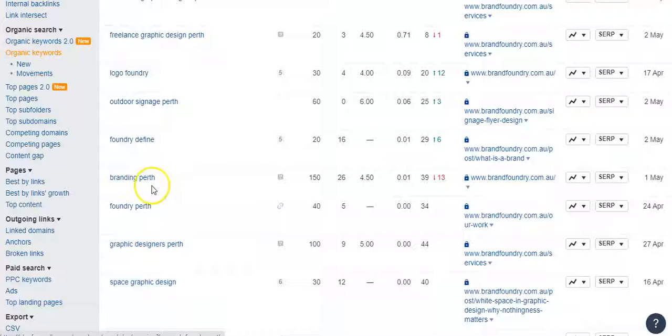The good thing is that you've got Perth written on a lot of the back of these keywords, okay? So that's what keeps it local. If that was just freelance graphic design without the Perth, then that would be the result of the entire nation's search for that. But because it's got Perth, that keeps it local, which is a good thing.